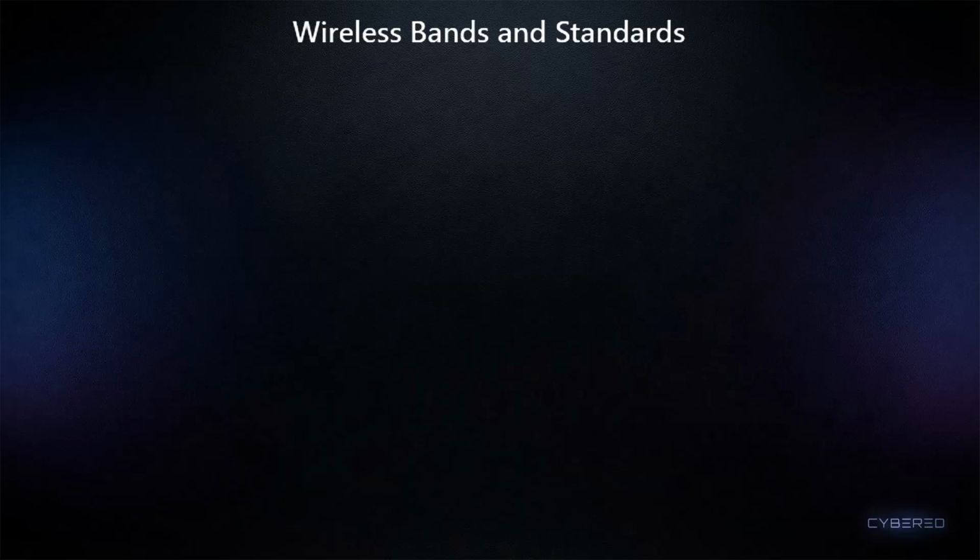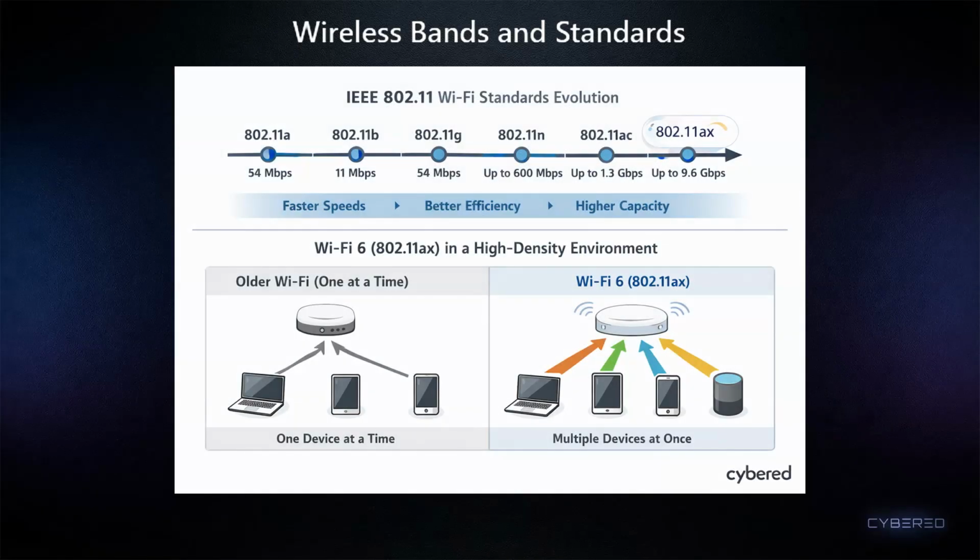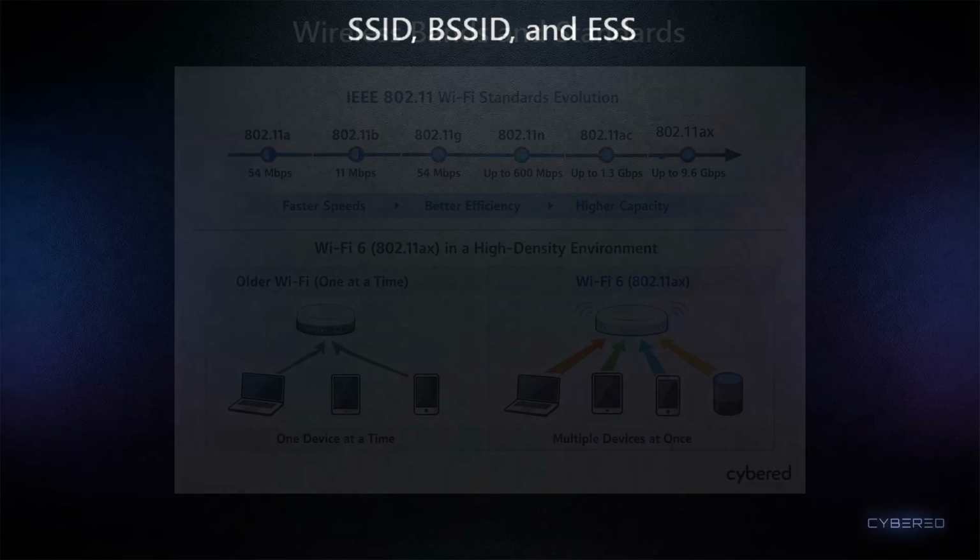Wireless networking standards are managed by the Institute of Electrical and Electronics Engineers under the 802.11 family. Over time, multiple versions of 802.11 have been introduced to improve speed, efficiency, and capacity. Wi-Fi 6 improves performance in high-density environments by allowing an access point to communicate with multiple clients simultaneously, rather than servicing one device at a time.